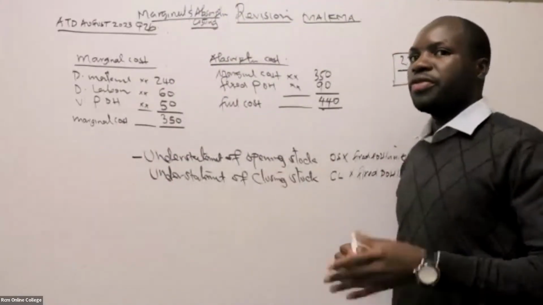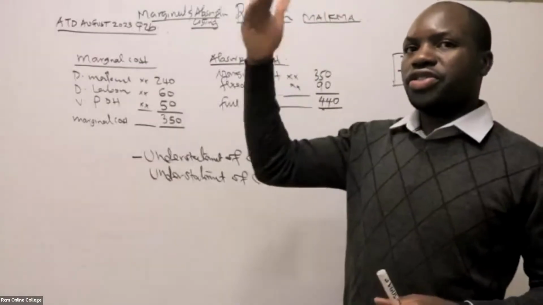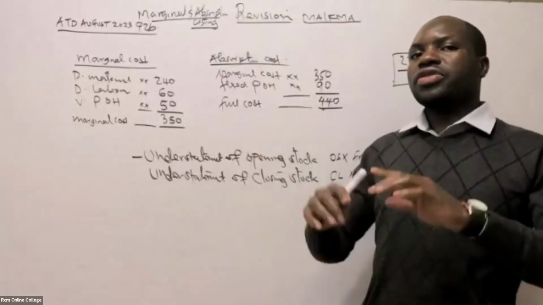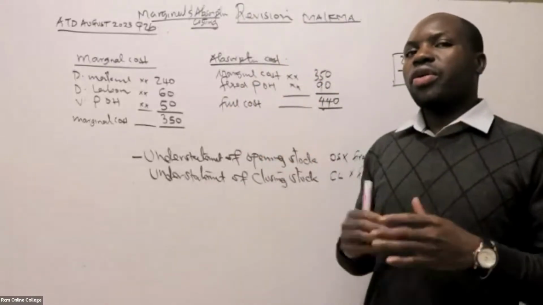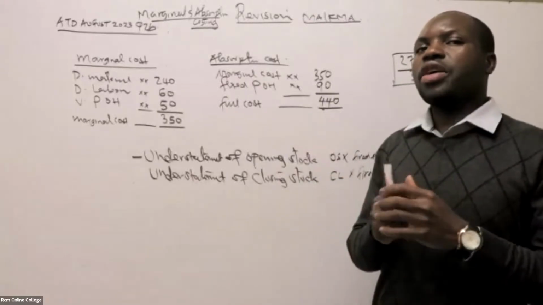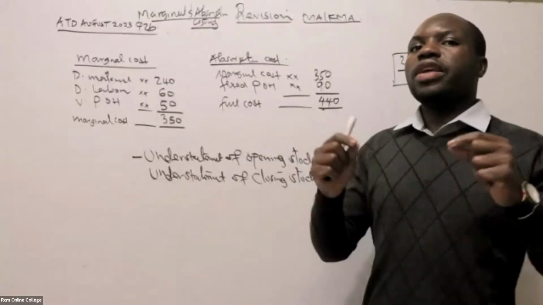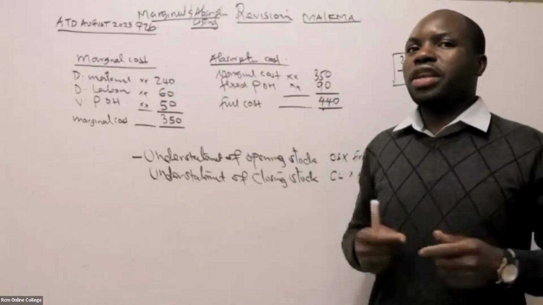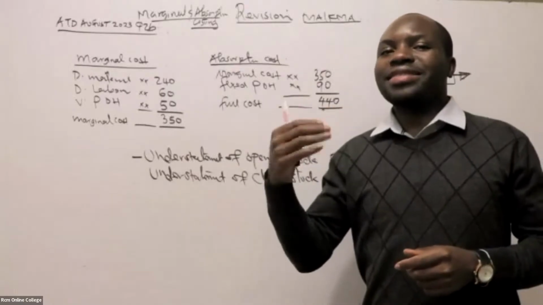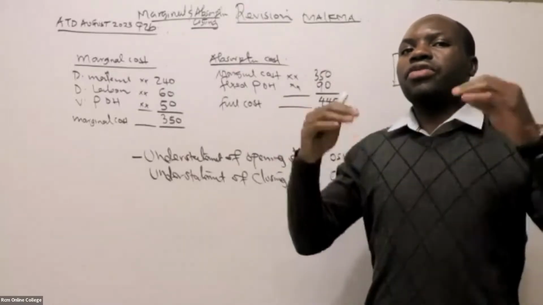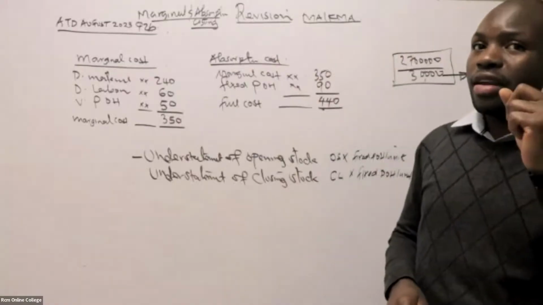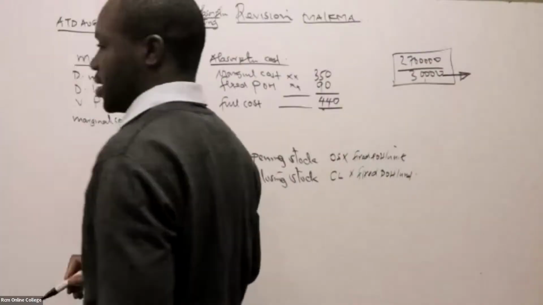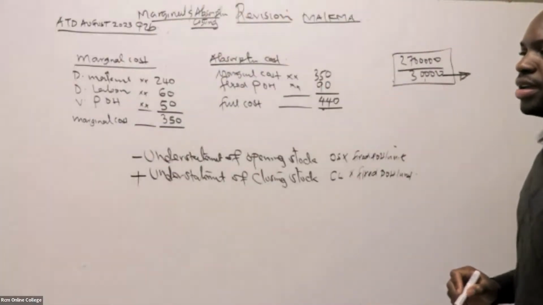How about closing stock? Remember the components of cost of sales. It is normally opening stock, add production, less closing stock. The closing stock is normally deducted. So when you understate closing stock, you will exaggerate cost of sales. And when you exaggerate cost of sales, the profits will be understated. How do I get back to the right profit? I add back the understatement.